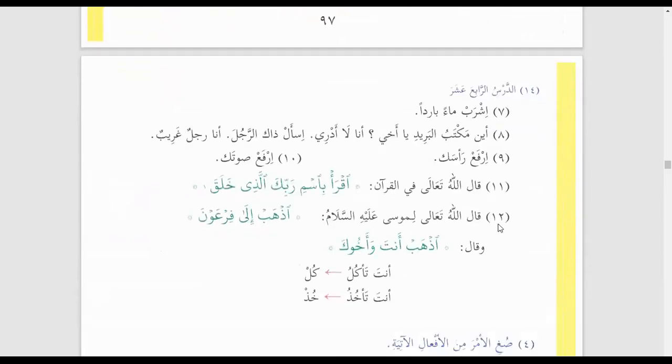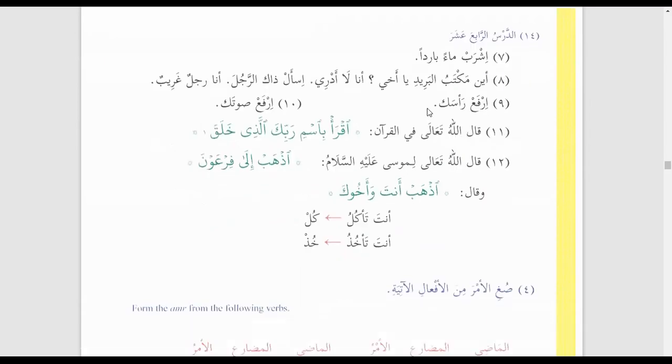We still have more examples here. Ishrab ma'an baridan, drink cold water. As we can see here, ma'an baridan is mansub because ishrab is fi'l al-amr, and so the subject and verb are already here. Here there is no need to do qalqala because we are not reciting the Quran, so there is no need to say ishrab. However, if you want to do it for practice, that's not a problem.